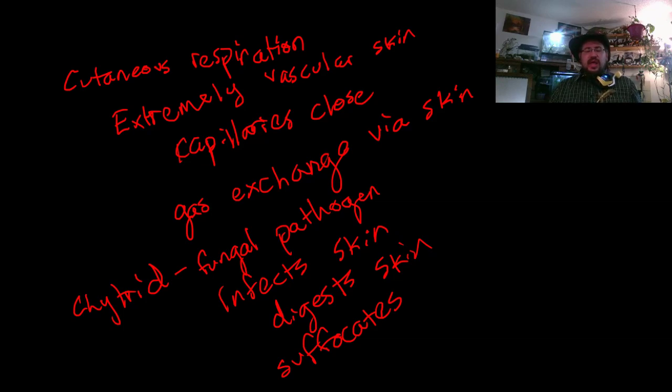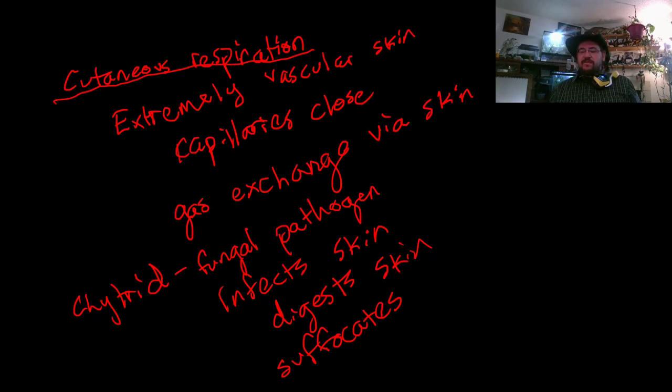So this is an adaptation in amphibians that is excellent for the fact that their adult life stage is not fully terrestrial. Cutaneous respiration is pretty convenient when your lungs aren't up to the task of providing all the gas exchange you need to keep that highly mobile, active lifestyle. So you have cutaneous respiration.